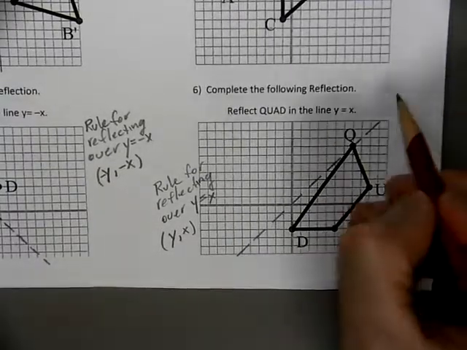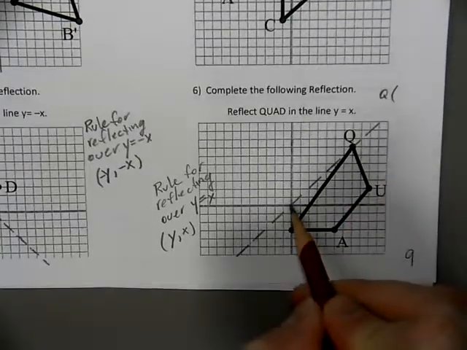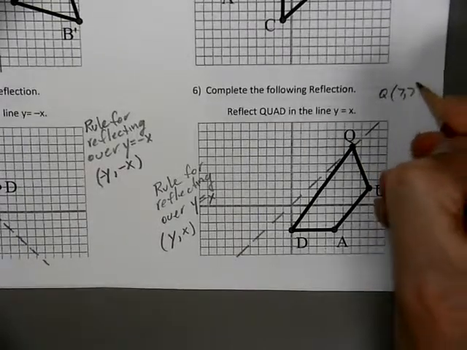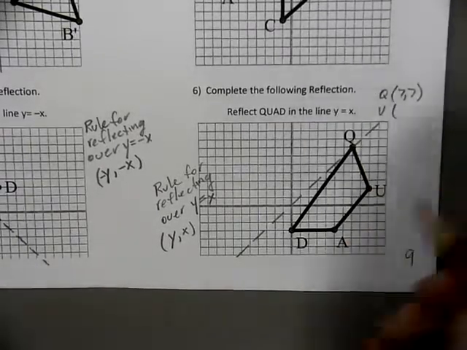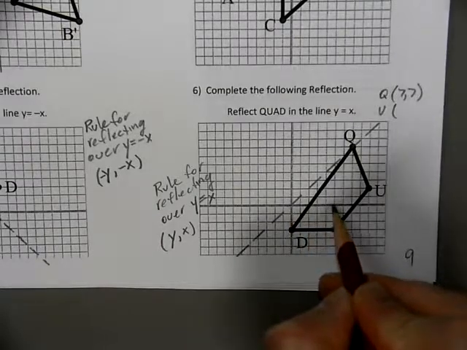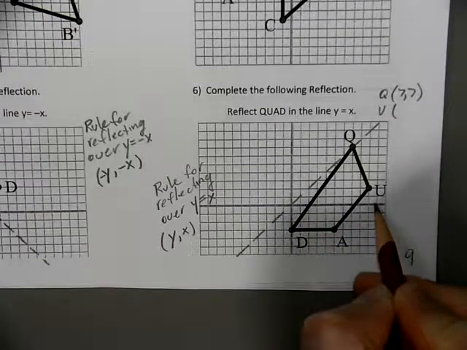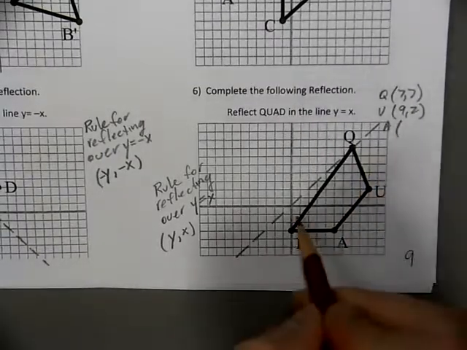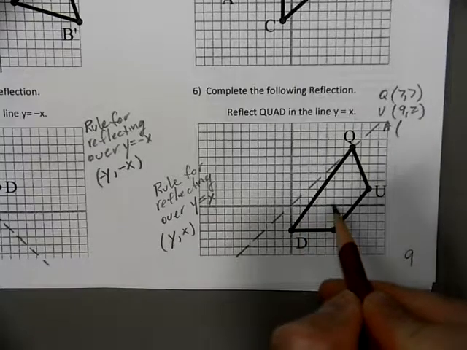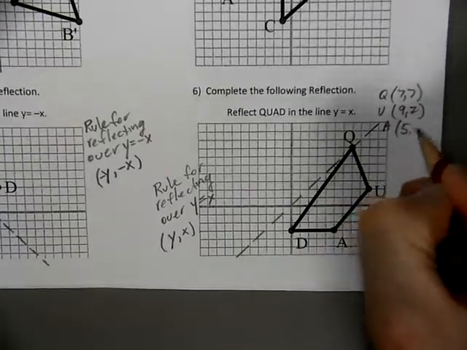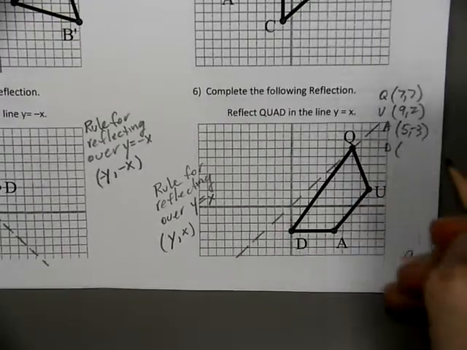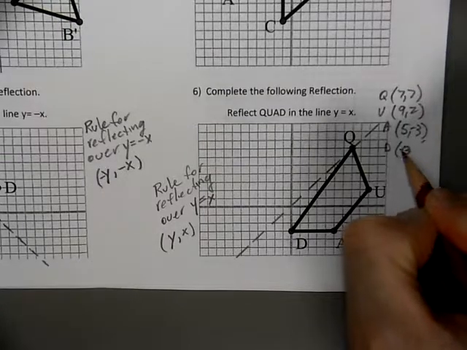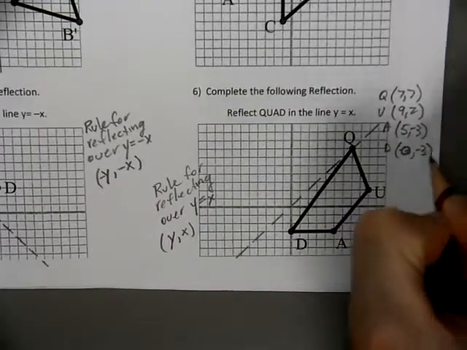So the original Q is 7, 7, the original U is 9, 2, the next point is -5, -3, and the last is 0, negative 3.